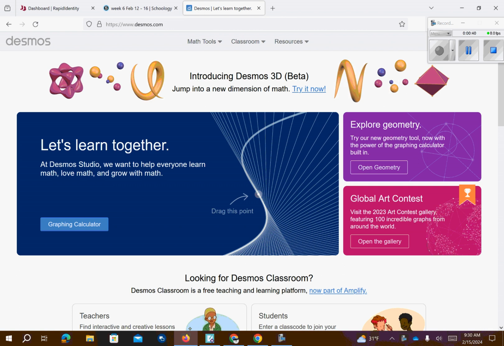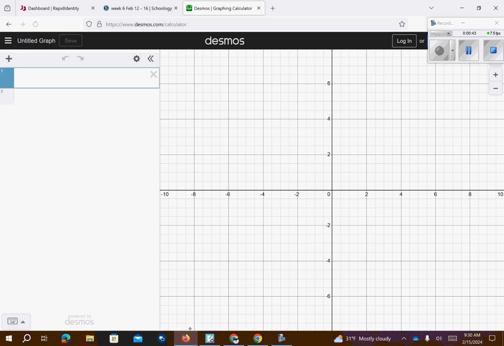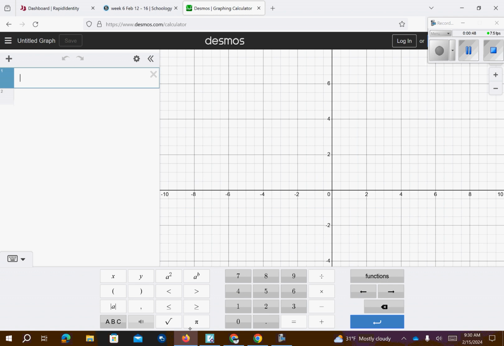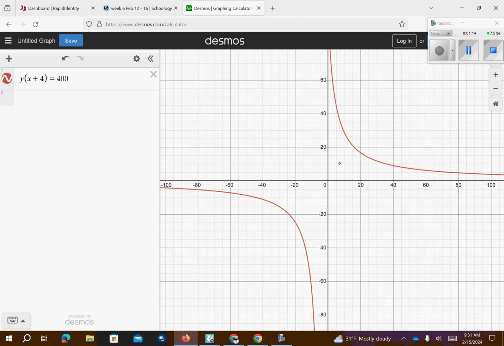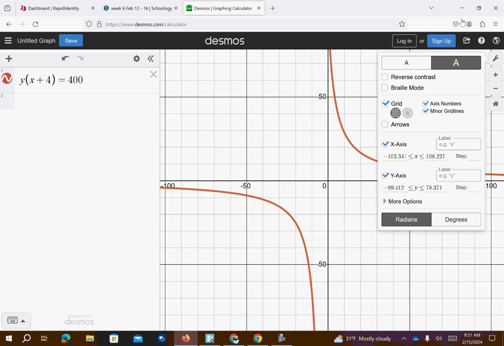All right, so I said P is Y. Nice thing is Desmos handles this stuff plugged in any order. So if our P value is Y, we can just go Y times quantity X plus 4, close parentheses, equals 400. Oops. Delete, close parentheses, equals 400. Okay, so we get a weird looking shape like that. Okay, so let's make that darker.